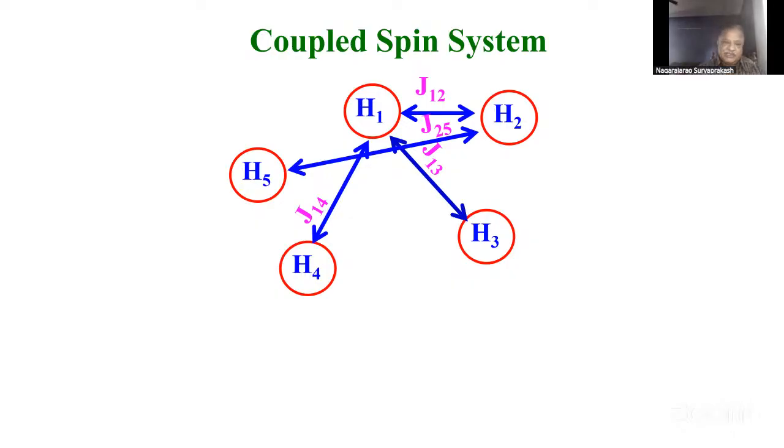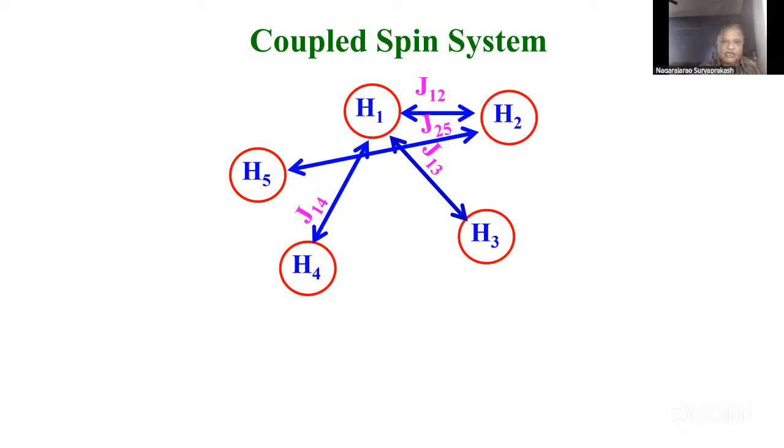The NMR spectrum of a coupled spin system can be understood in different ways. That depends upon the number of spins that are coupled, whether 2 spins are coupled, 3 are coupled, 4 are coupled, how many are coupled among themselves. That is the first point. Second, whether the spins are strongly coupled or weakly coupled. There are 2 points. Please understand.